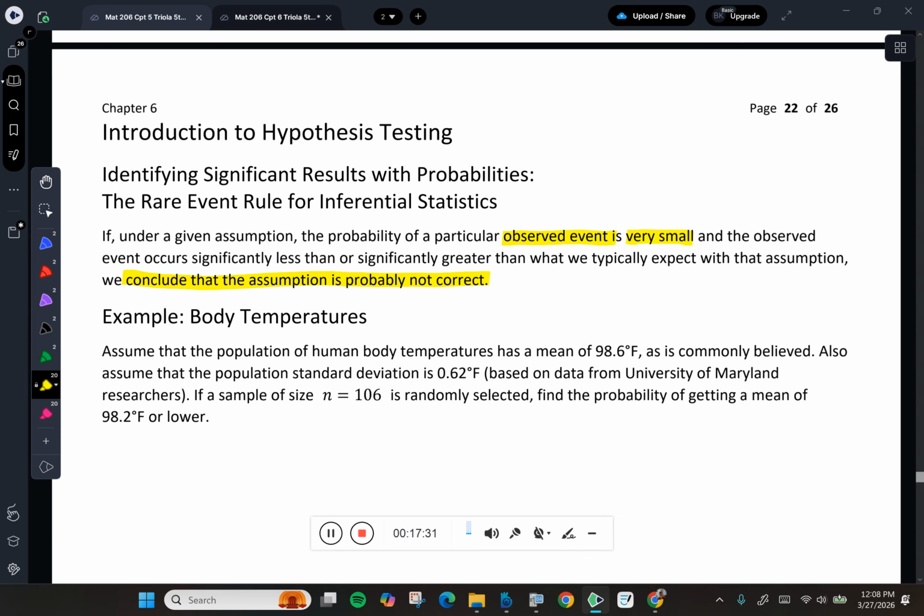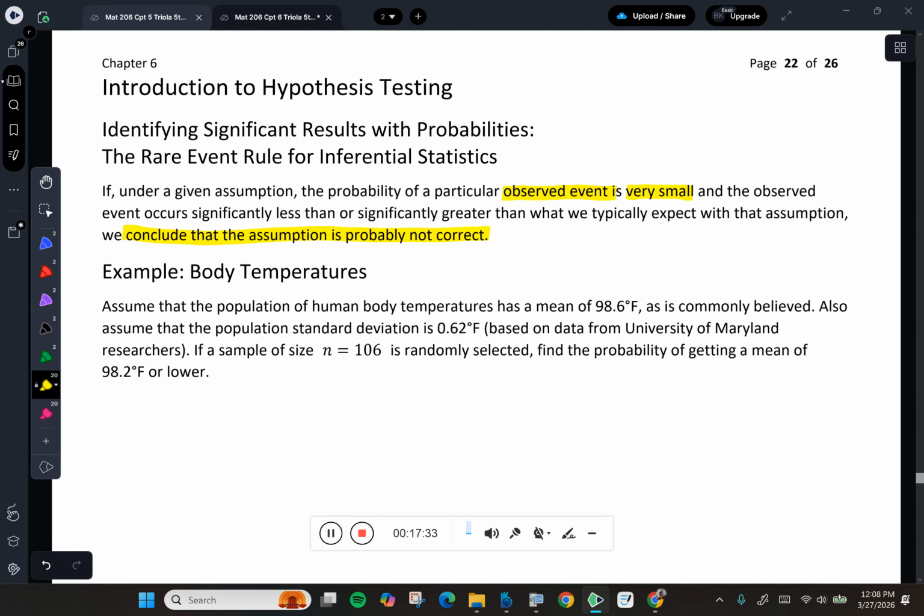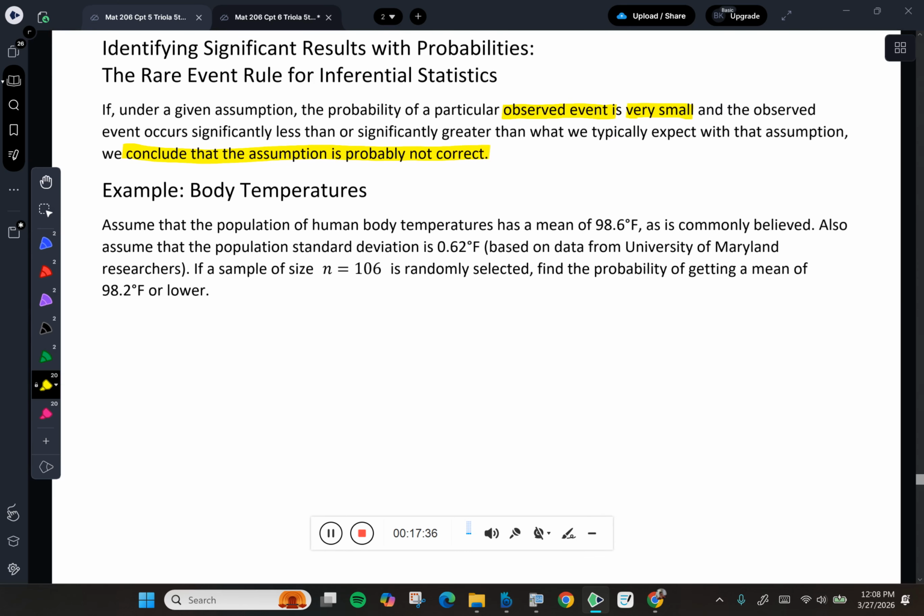Right. Let's look at some math here in this first example and see if we can make some sense out of it. Assume that the population of human body temperatures has a mean of 98.6. So we're saying that we have an assumption here, a claim, that the mean is 98.6 degrees Fahrenheit. We're also going to assume that the population standard deviation is 0.62 degrees Fahrenheit.